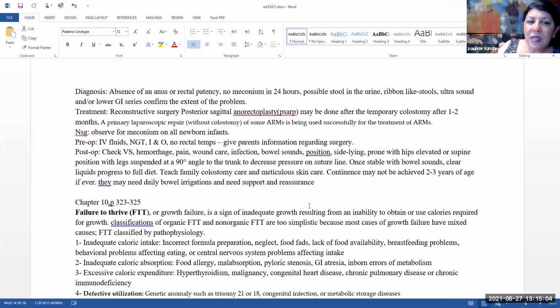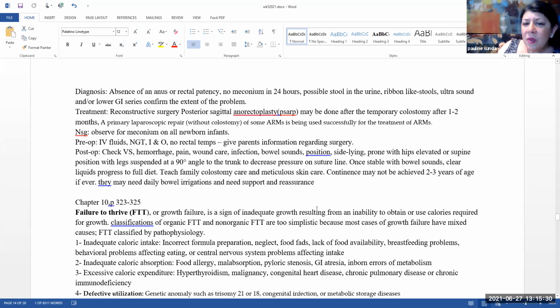Preoperatively, IV fluids, NG tube to intermittent suction, good strict I&O, no rectal temps, and then we want to give parents all of this information regarding the surgery. Postoperatively, monitoring vital signs, hemorrhage, pain, wound care. A few days later, monitoring for infections.